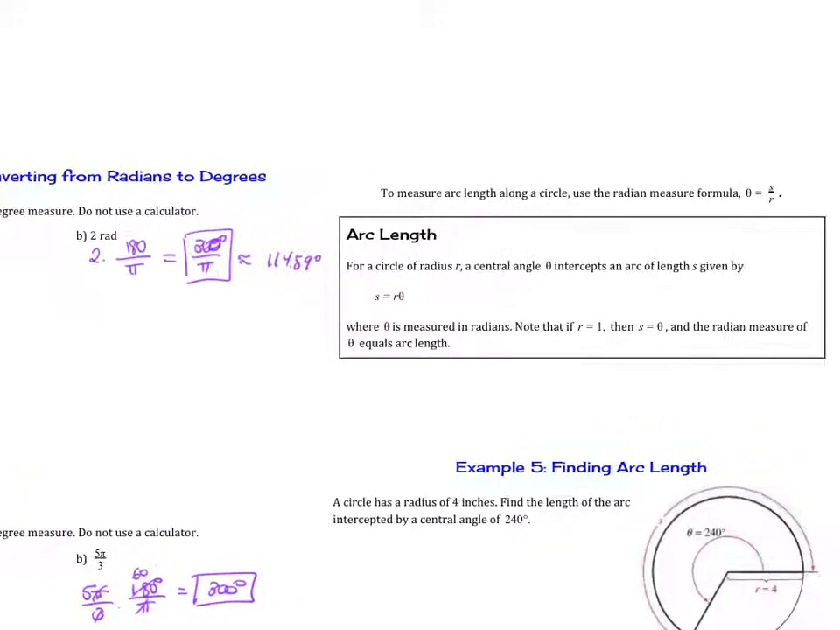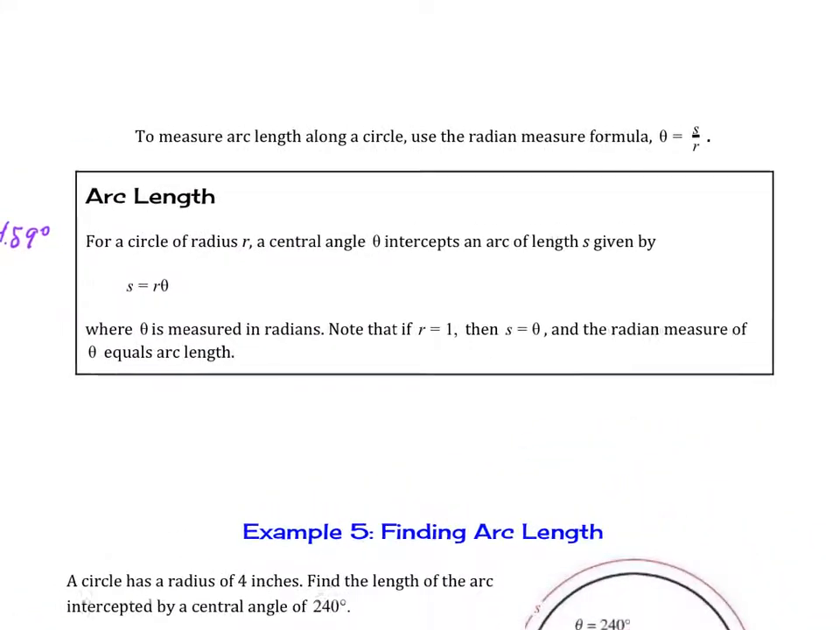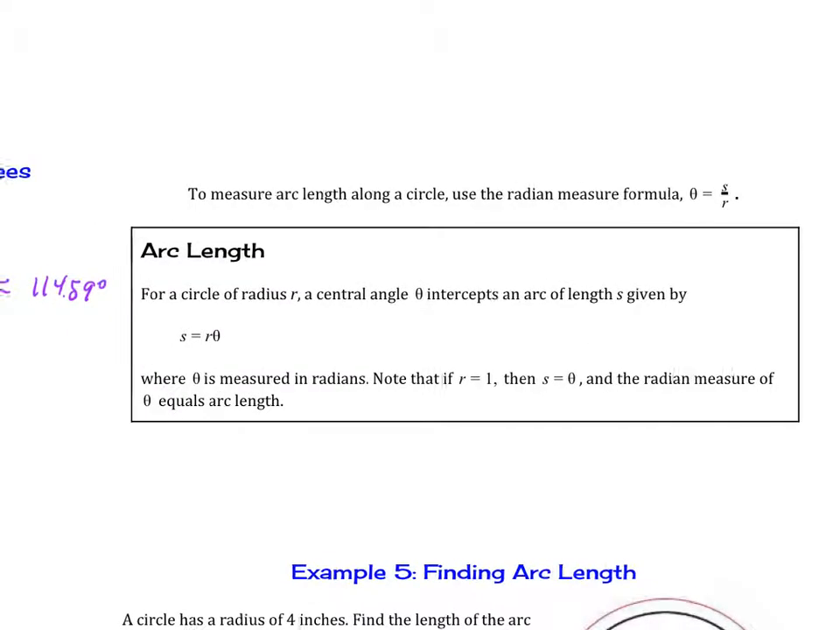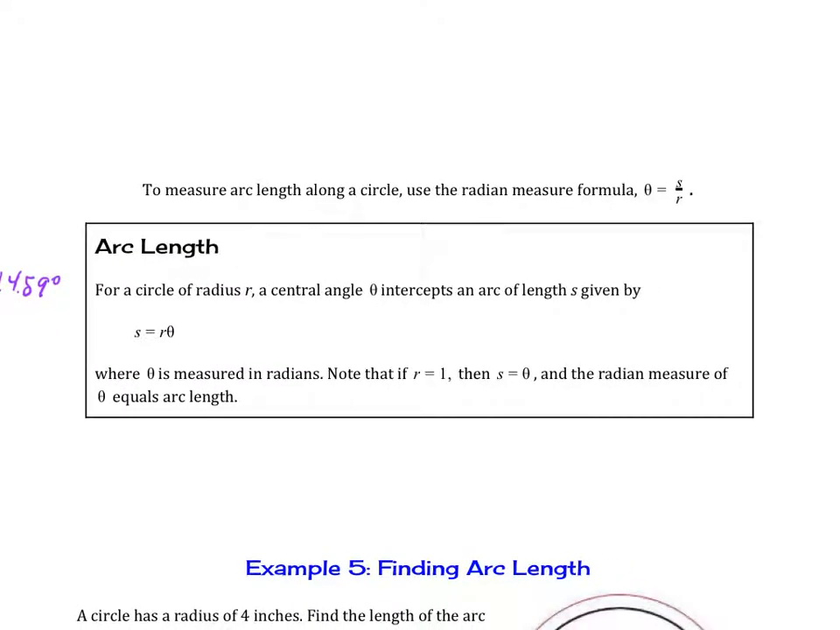So now let's take a look at arc length. To measure arc length along a circle, use a radian measure formula: theta equals S over R. So for a circle of radius R, a central angle theta intercepts an arc of length S, given by S equals the radius times theta. Theta is measured in radians, so it's really important that we remember that. Note that if R equals 1, then S equals theta, and the radian measure of theta equals the arc length.